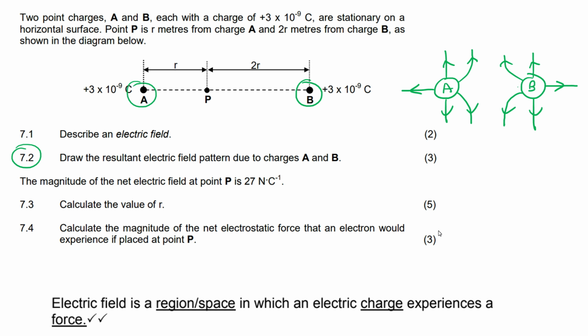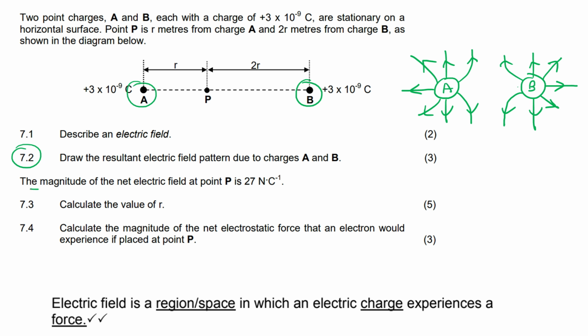Okay, and they're not going to mark you down on how many lines you have. They just don't want to see any lines crossing. They want to make sure the direction is the same. And yeah, pretty much that's all that you would need to show. You could show more lines if you wanted to. Doesn't really matter, as long as you show that the arrows are pointing away like that.